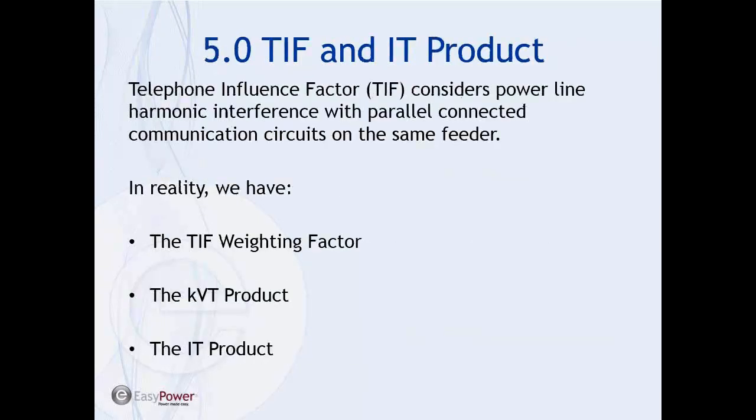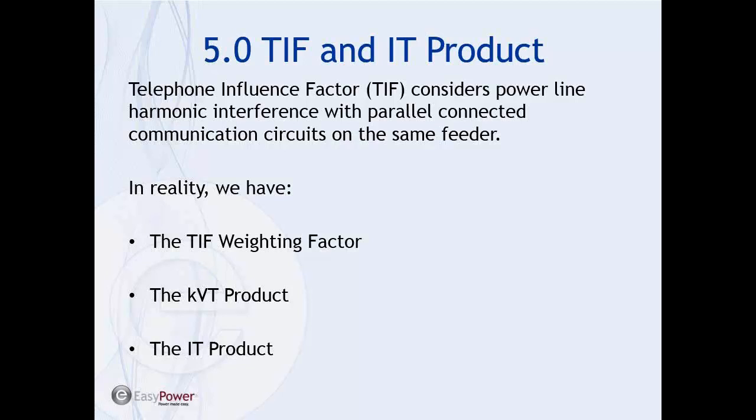Okay, TIF and IT Product. Now, really there's three things we need to talk about here. And TIF, of course, means telephone influence factor, which considers power line harmonic interference with parallel connected communication circuits on the same feeder. But in reality, we have the TIF weighting factor, and I just want you to know that in the 519 standard and in some of the other books, using the term TIF gets really confused. And so that's why I like to break it down into these three main components.